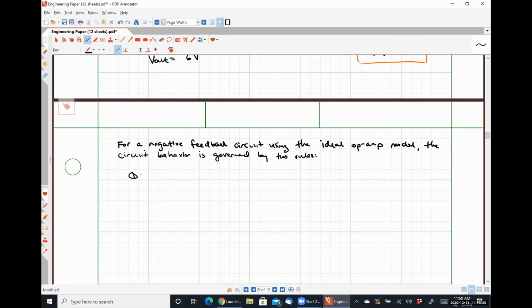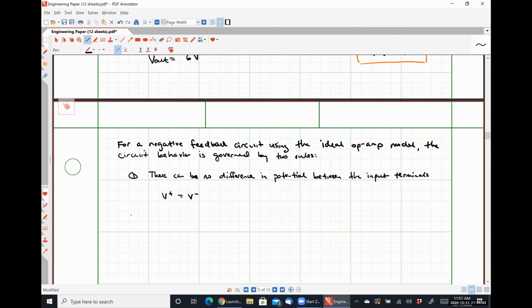Number one comes from our voltage constraint equation. There can be no difference in potential between the input terminals. This is just a fancy way of saying V plus is equal to V minus. The voltage present at the non-inverting terminal has to be exactly equal to the voltage present at the inverting input terminal.